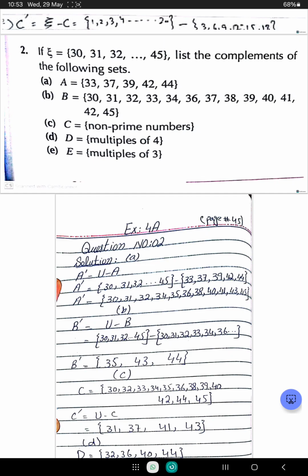We write 34, 35, 36 and 37, which is present in the universal set and also present in set A. We cannot write it; the same as it is.